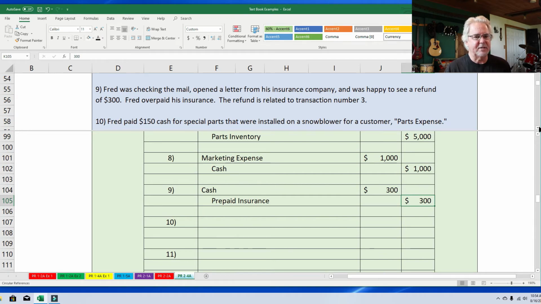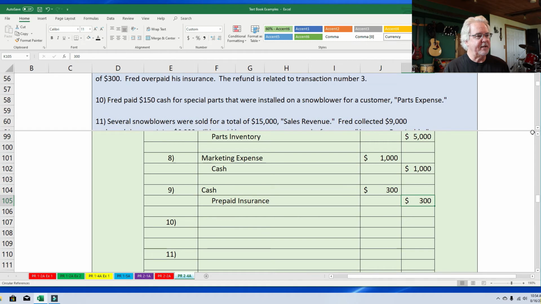So very nice. Number 10, Fred paid $150 cash for special parts that were installed on a snowblower for a customer. Whenever you use up parts or resources, that's considered an expense. So we're going to call that parts expense. It's not parts inventory. Parts inventory are parts that are sitting on the shelf waiting to be used. These are parts that were actually used. And Fred paid cash too. So whenever you pay cash, list it second. There you go.